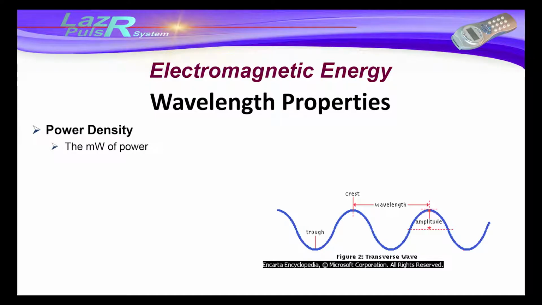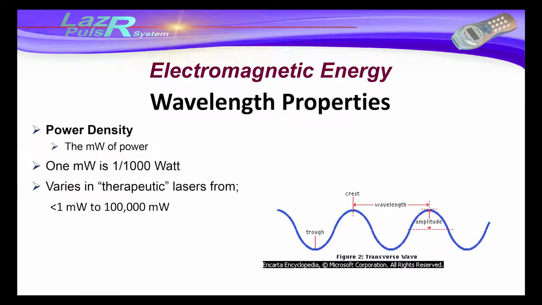Next is the milliwatts of power, or the power density of the laser. A milliwatt is one 1,000th of a watt, and is indicated as a small m and capital W. The power density of some infrared lasers will be marked as full watts of power, written just as a large W. Each watt is equal to 1,000 milliwatts.